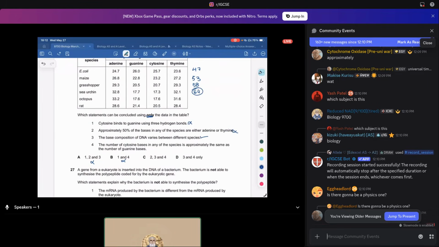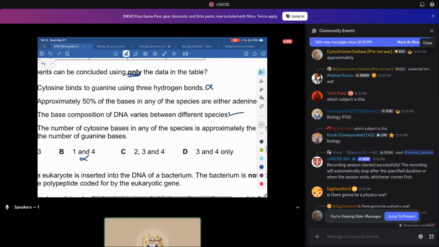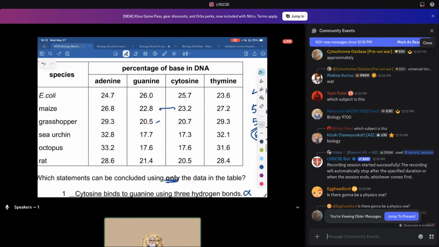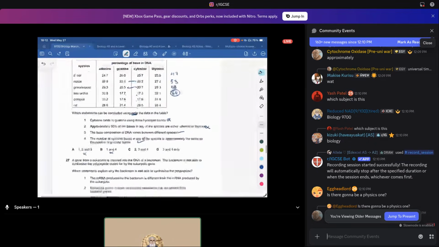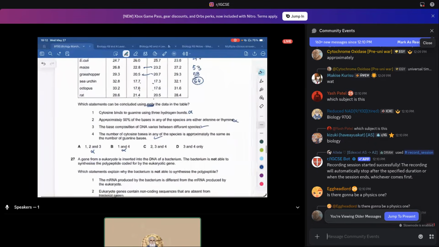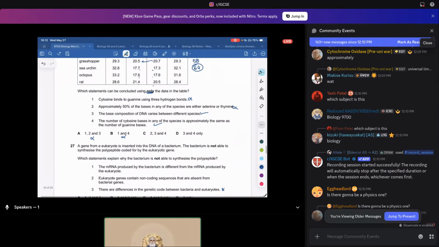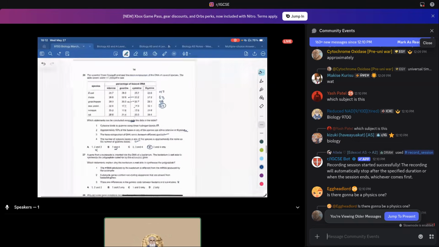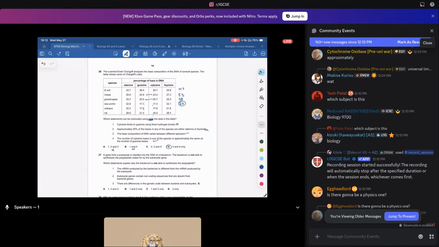The number of cytosine bases in any of the species is approximately the same as the number of guanine. Of course, 25 and 26, 22 and 23, 20 and 20, 17, 17, 17, 17, 21 and 20, always within 1% of each other. So question 4 is correct. 3 and 4 only. The answer is D.